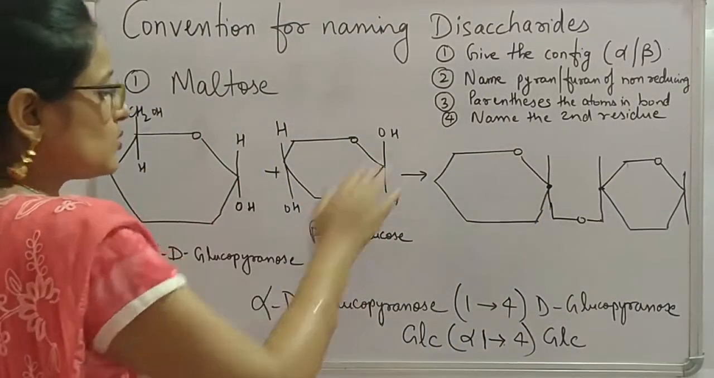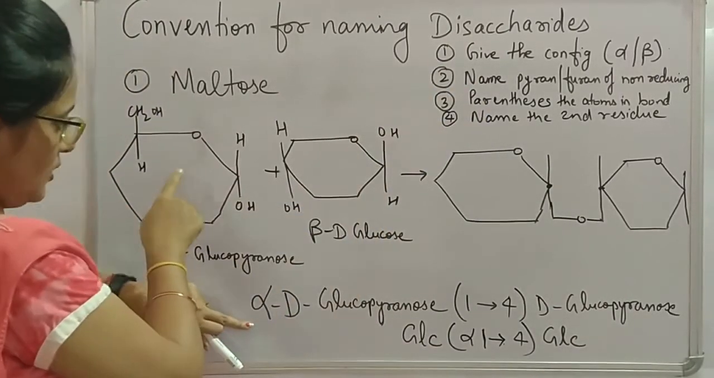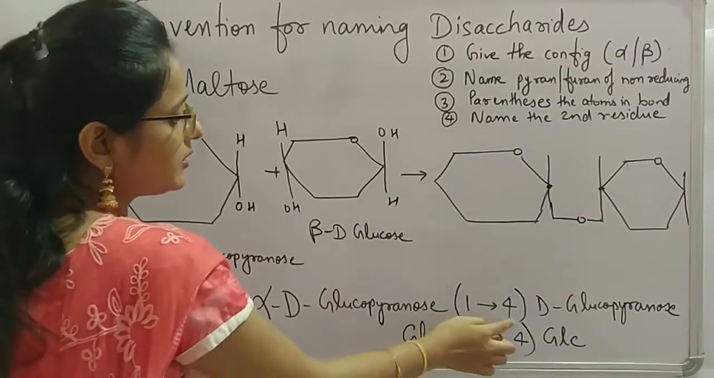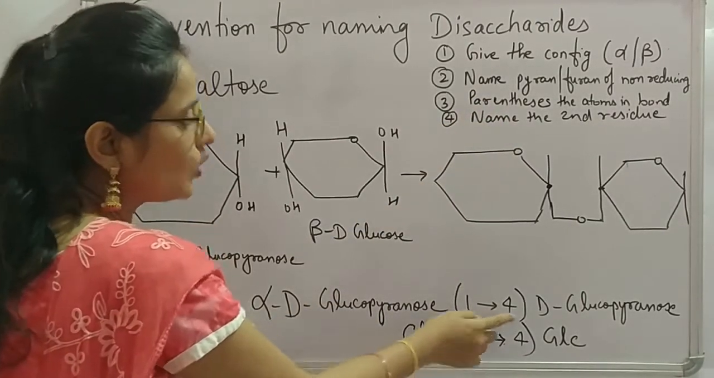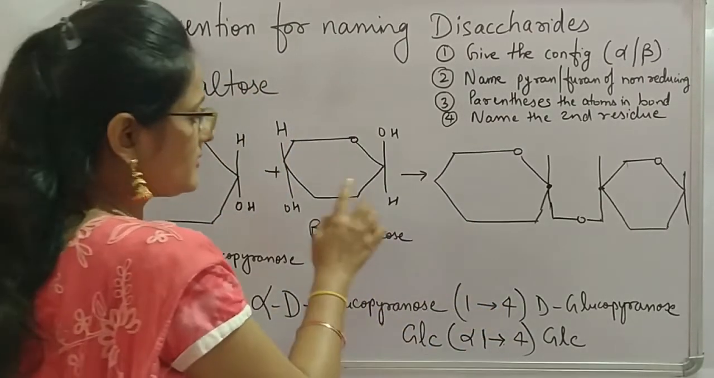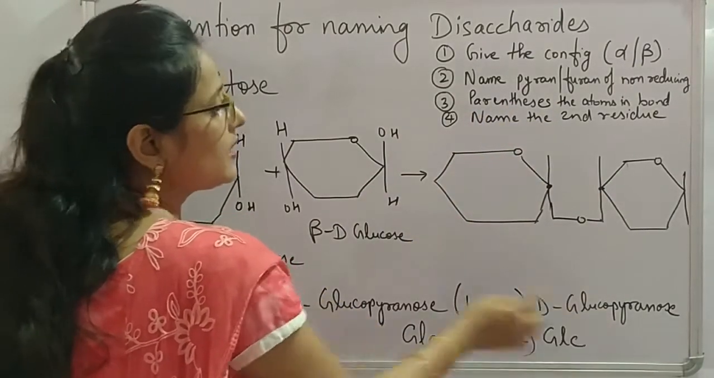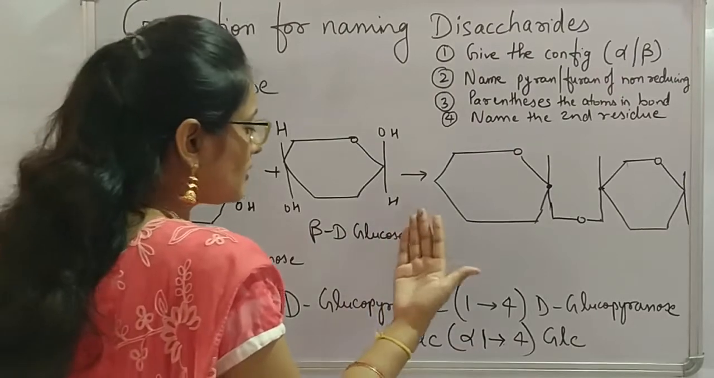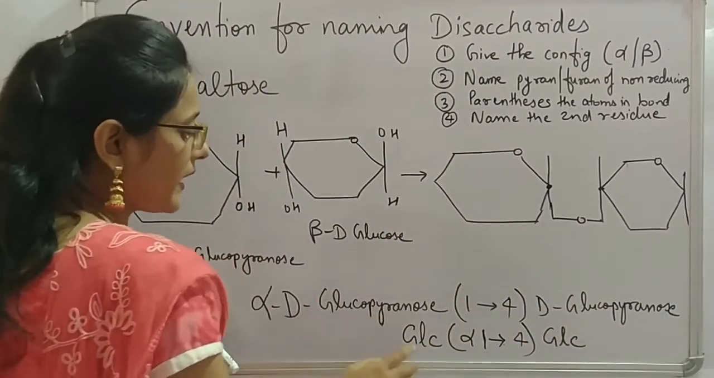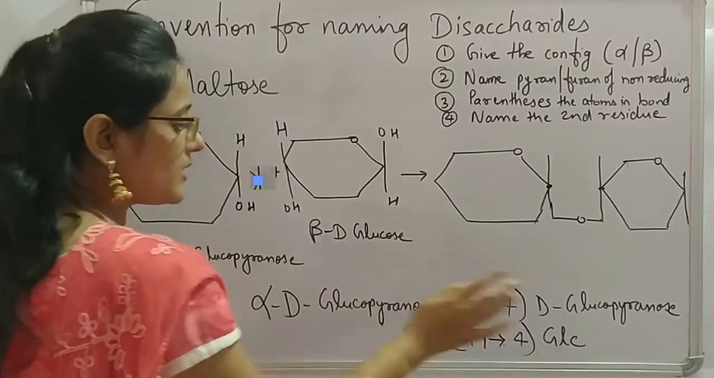By following the same rules, we will write the name like this. First, we will write the configuration of the first monosaccharide. So, alpha D glucopyranose. Then in brackets 1 single-headed arrow 4, as this is a reducing sugar, so we will use a single-headed arrow. Then we will name the second monosaccharide, that is beta D glucose, so D glucopyranose. In short, we will write GLC alpha 1 single-headed arrow 4 GLC.